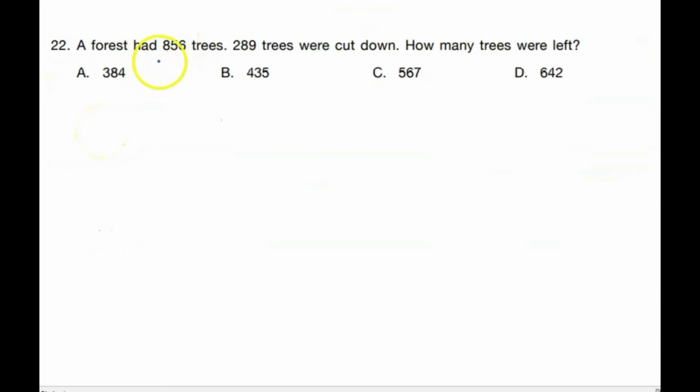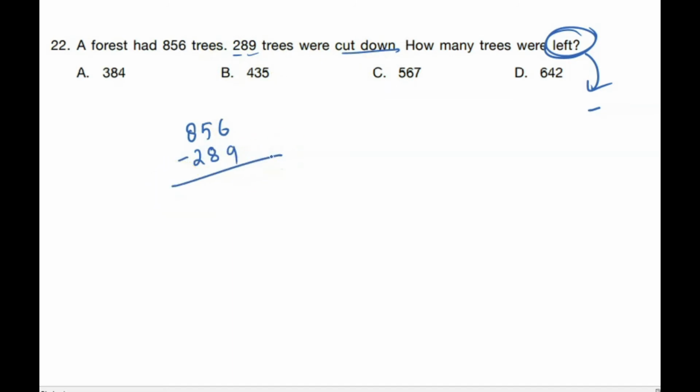A forest had 856 trees. 289 trees were cut down. How many trees were left? What's the meaning of left? Left means subtract. So initially the number of trees in the forest was 856. How many trees were cut down? 289. That means we have to subtract 289 to get the left number of trees in the forest.